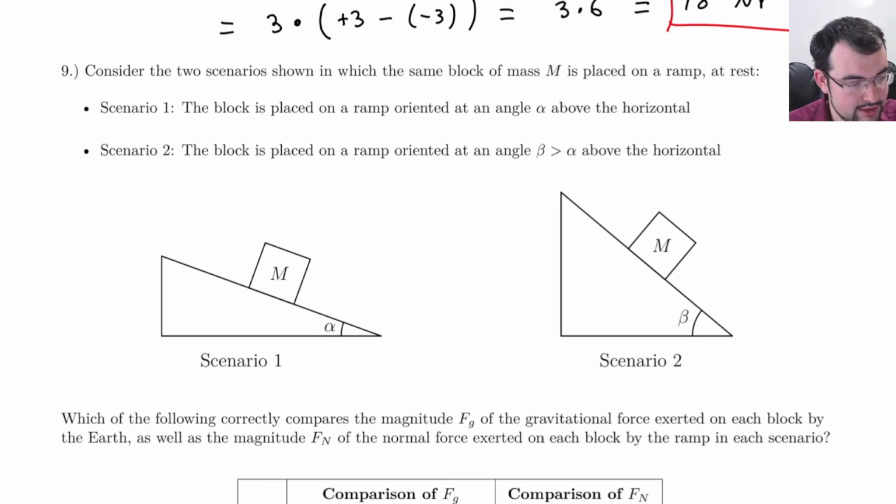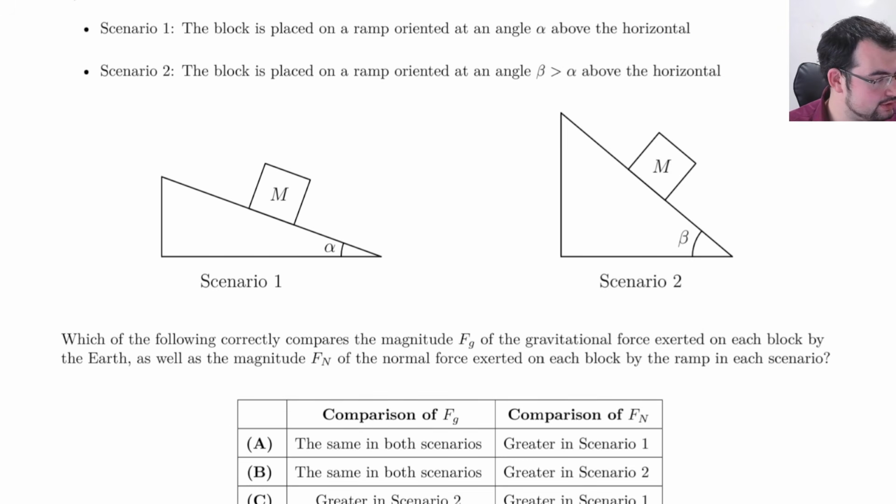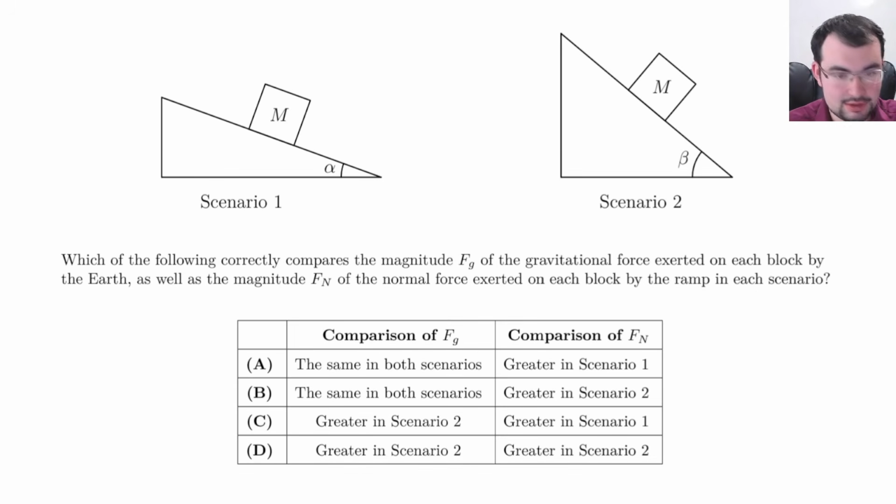All right, two scenarios in which we have a block of mass m on a ramp. We just change the ramp angle, and we're interested in comparing the gravitational force and the normal force on the block in each of these cases. Well, first of all, it's the same block. So we know if we draw a free body, because we're talking about forces, we have the same mg pulling on the block in each of these cases. So we do have the same gravitational force.